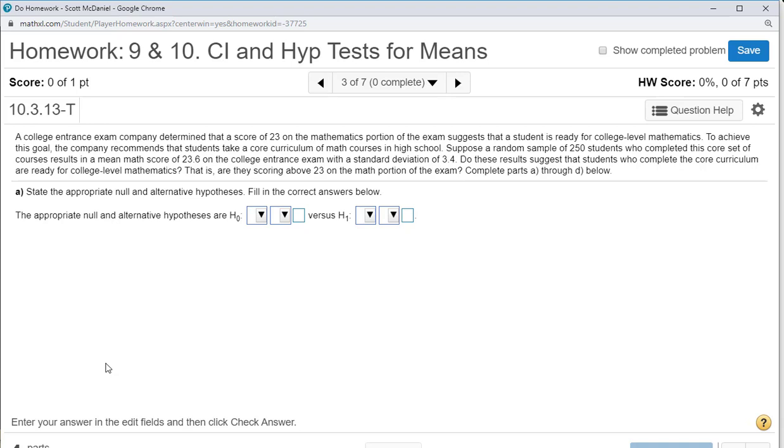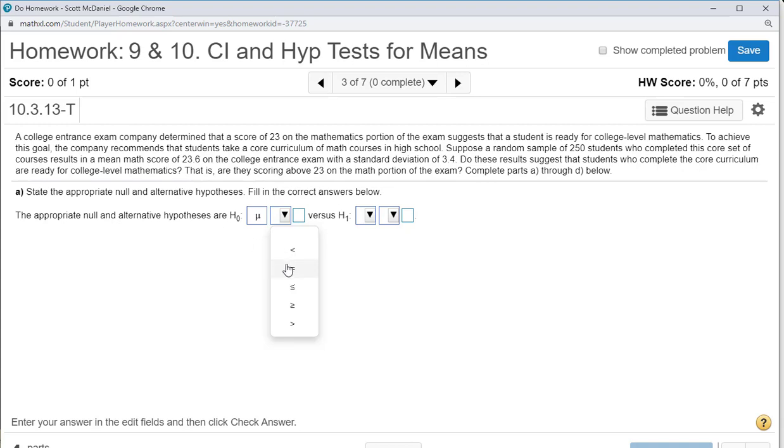That is, are they scoring above 23 on the math portion of the exam? Complete parts A through D below. Okay, so let's start out by writing out the null hypothesis. So we're talking about means, not the sample mean, the population mean. That's what we're trying to hypothesize. We know the sample mean is greater. We're trying to see, is there enough evidence from the sample mean that the population mean is greater?